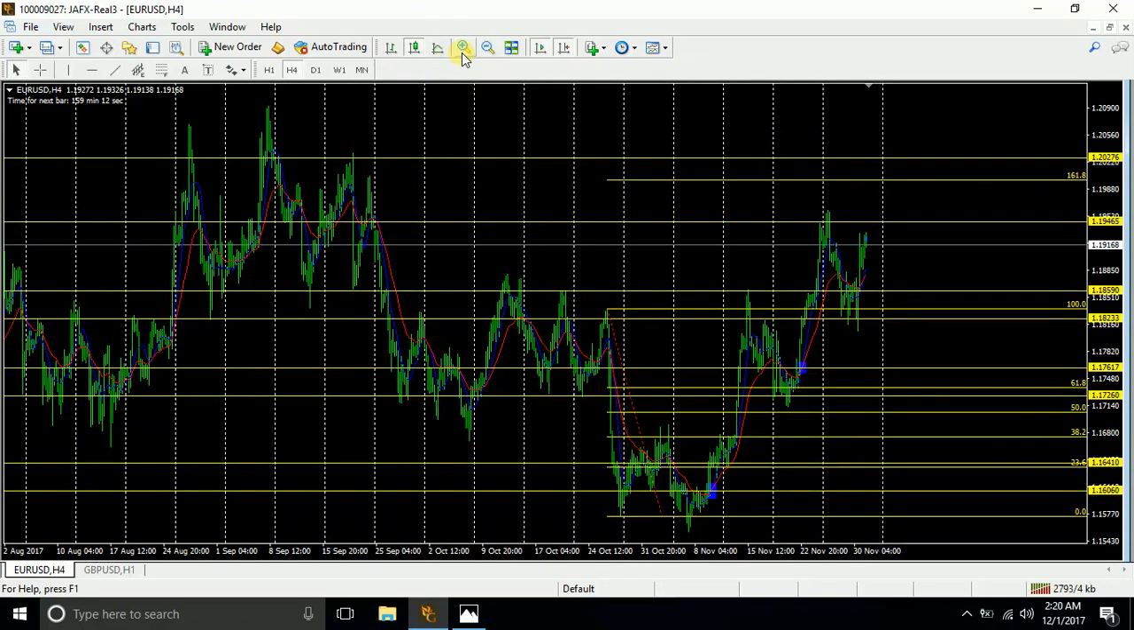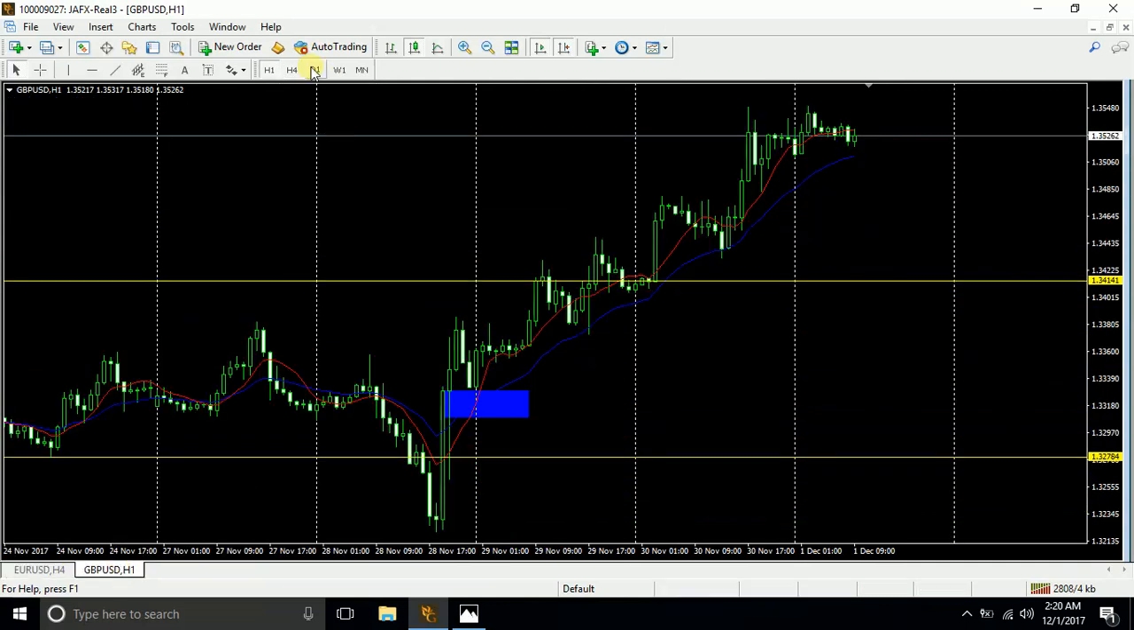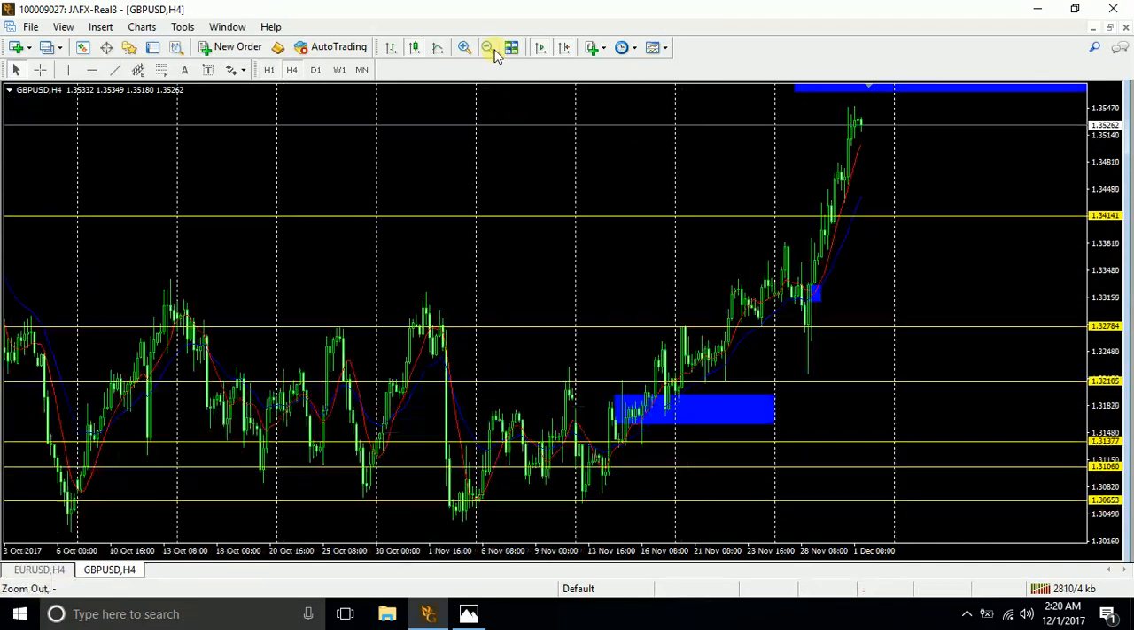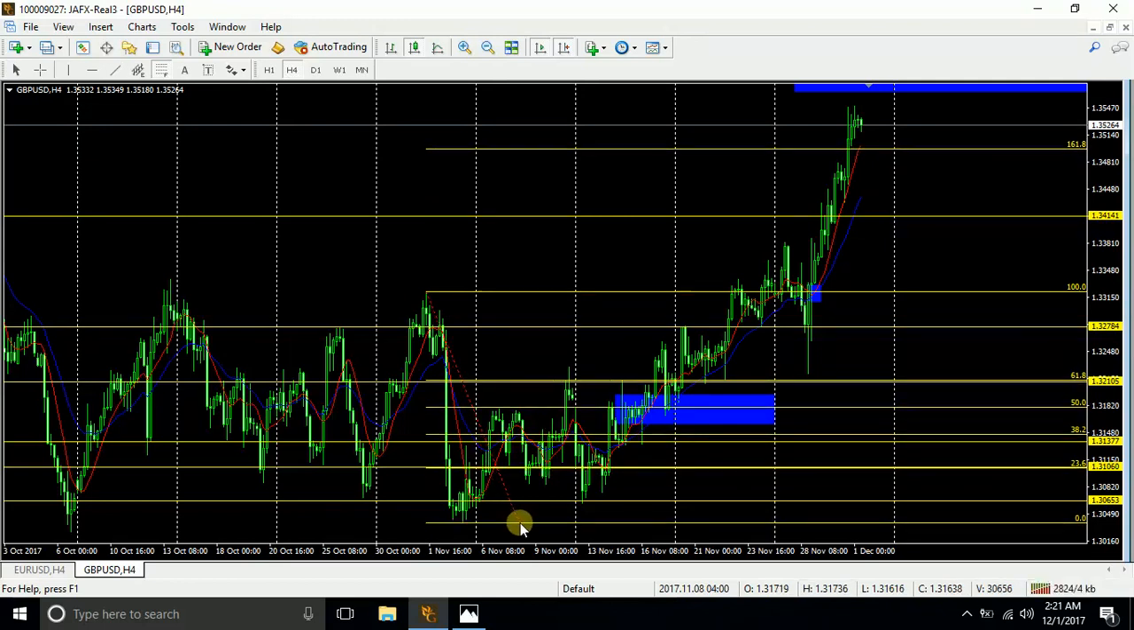Zoomed all the way out. It's 1, 2. 2 clicks on the zoom in. All right. Let's do the same thing that I just did with the Fibonacci on the euro. We'll do it on the pound. 4 hour. Zoom all the way out. 1, 2. Most recent rally. If we look at this chart, where do you see the rally? Here. Fibonacci. That swing high to that swing low.